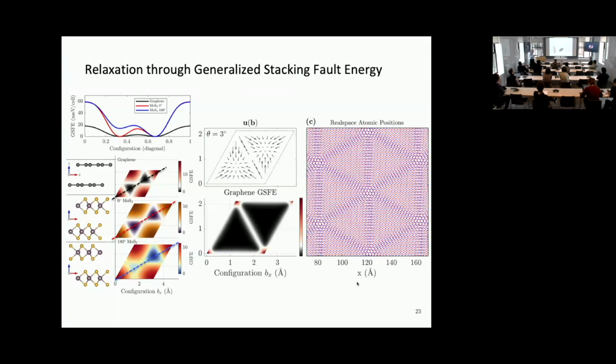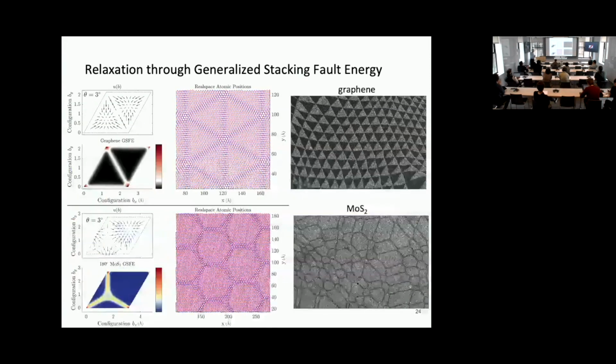So here are the large triangles, here are the small circular regions or hexagonal regions, and here are the domain boundaries, all produced by this relaxation mechanism. And it is these large triangles that correspond very nicely to the patterns that are observed experimentally, and these large hexagons correspond again nicely to the patterns that are observed in a different material, molybdenum disulfide, because its generalized stacking fault energy is very different than graphene's generalized stacking fault energy.